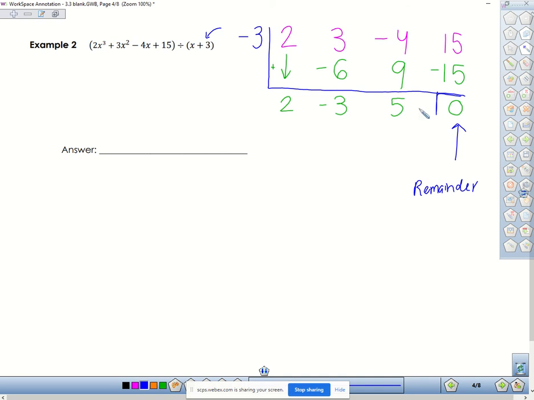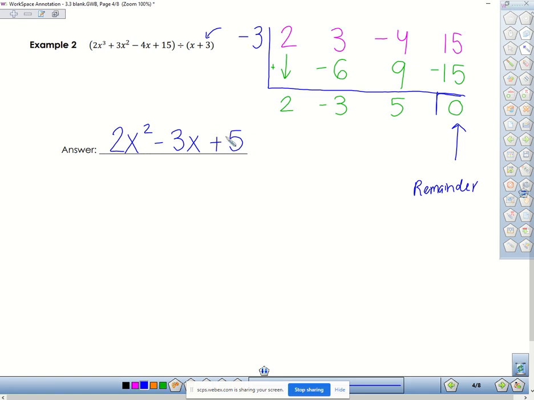So let's write out our answer. So this is your constant. So this is x term and x squared. So this is going to be 2x squared minus 3x plus 5. Now you also have to add your remainder over your divisor, but in this case my remainder is 0, so do I need to do that?